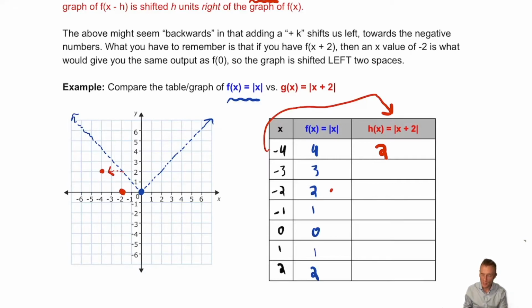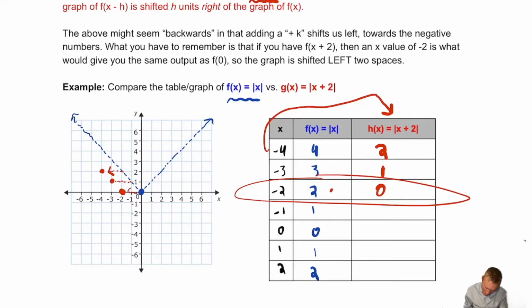Now we'll do -3. -3 plus 2 is -1. Absolute value makes it +1. As predicted, left 2. There we go. The key here is to understand when x is -2, -2 plus 2 is 0. That's why our vertex is shifted left 2.